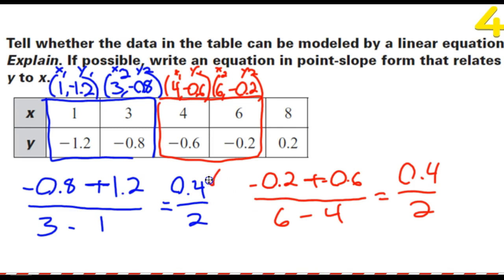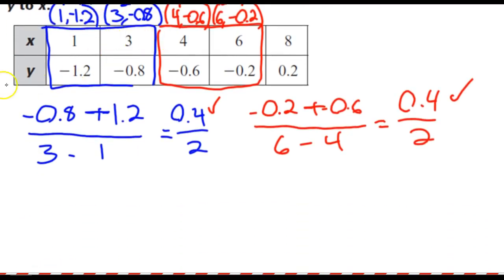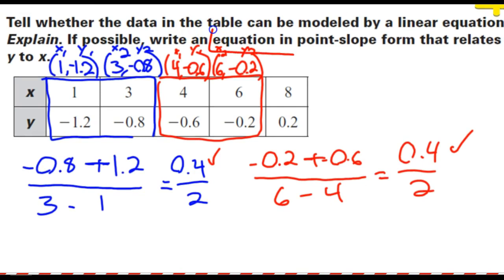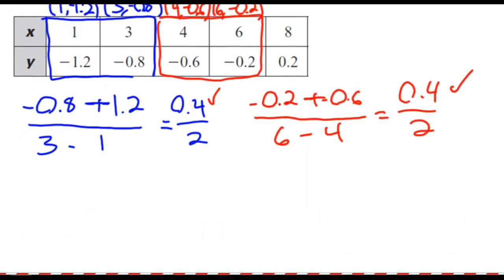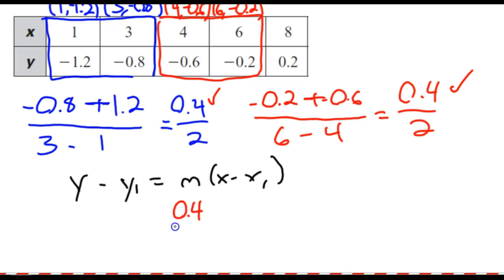Both of these slopes are the same. Now generally if we have 2 of the same slopes, we can just assume that the rest of them are going to have the same slope. So this is a linear function, but now it says write an equation in point-slope form. So we'll have y minus y1 equals m times x minus x1. Well, we know what our m is. We know our m is 0.4 over 2.